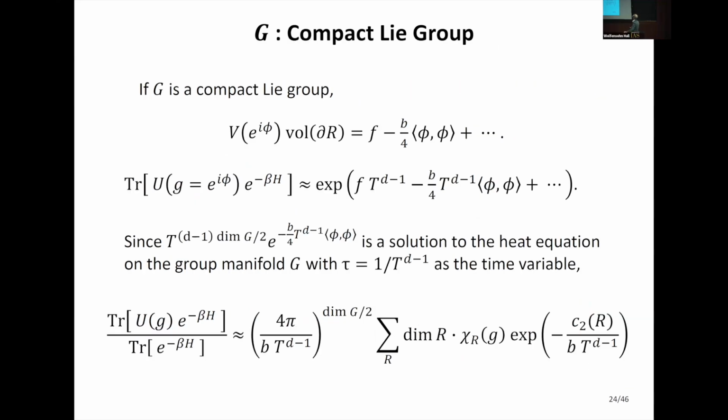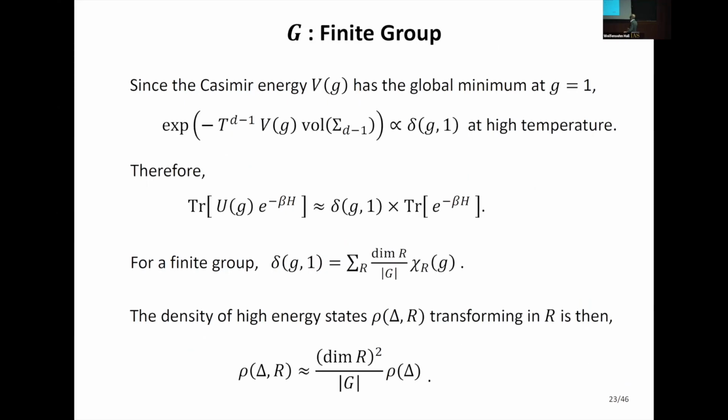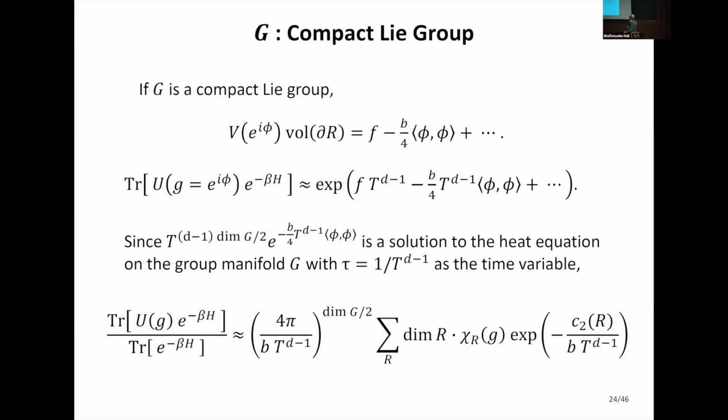Okay, so this was a formula for when the group is a finite group, and so we can ask what happens for a compact Lie group. Suppose we are interested in understanding the behavior of this function V of g in the neighborhood of the origin. Then we may consider parameterizing it as g = exponential of i phi, where phi is an element of the Lie algebra, and then we can consider expanding it. Since this has a global minimum at g equal to 1, we should be able to expand it in this way. And therefore, if you have this, then we should be able to write it in this way.